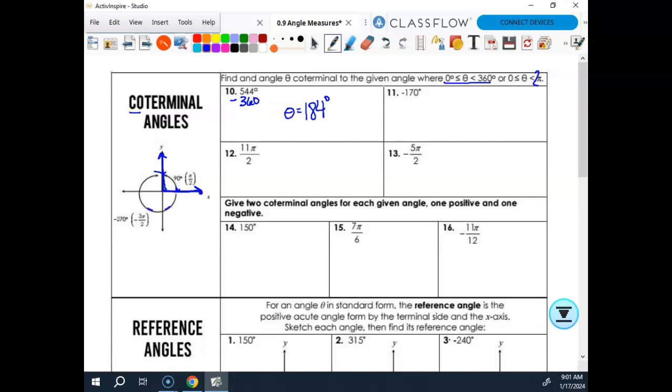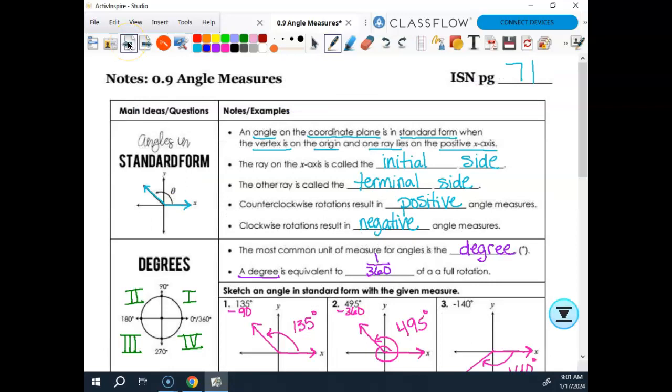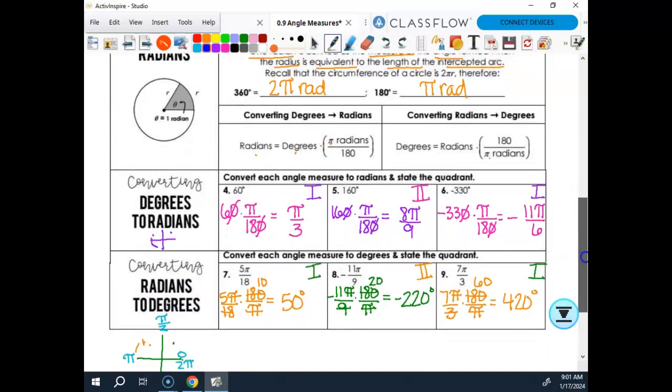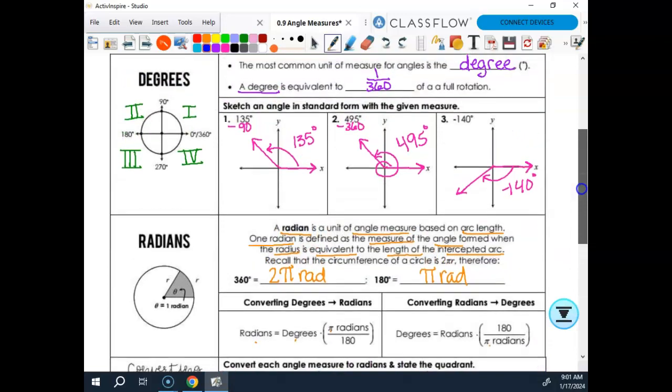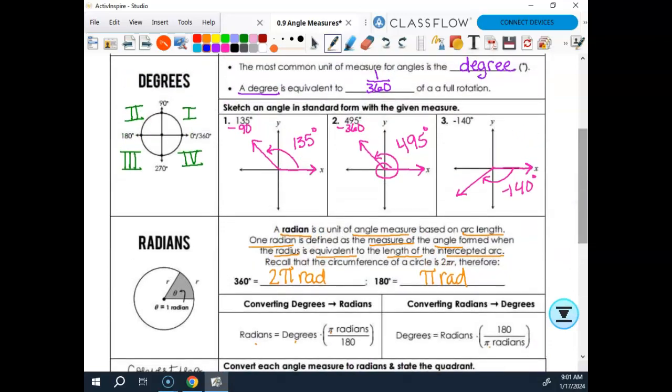So 544 degrees and 184 degrees are coterminal angles. Remember back in the way back times, where was it? That was when we were doing these, right? This 135 that we graphed, and then we graphed 495. When we subtracted 495 minus 360, we got 135, right? So these two angles, the 495 and 135, are coterminal because we ended up in the same spot. Just added another 360 there.